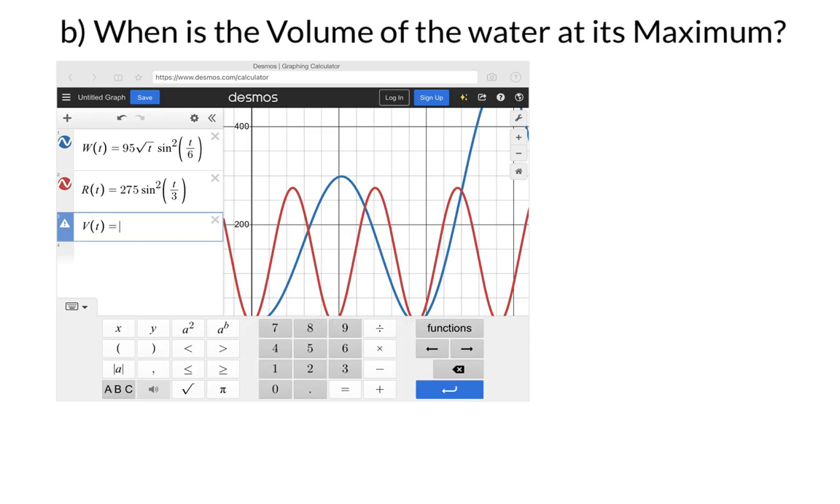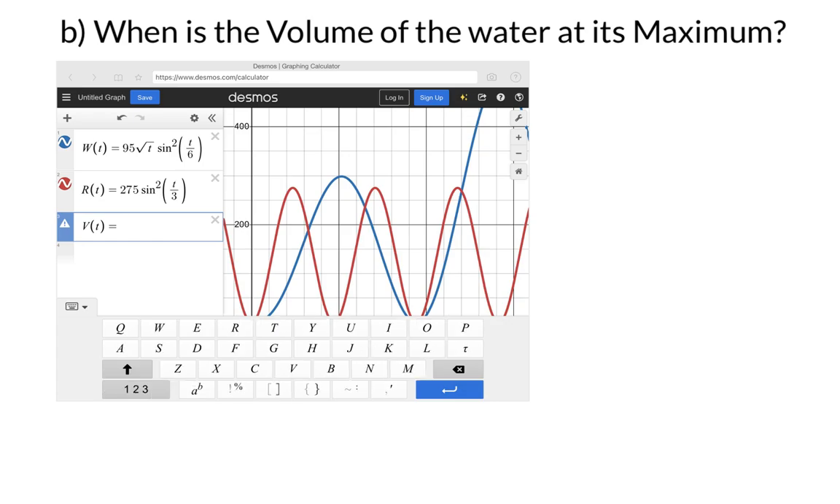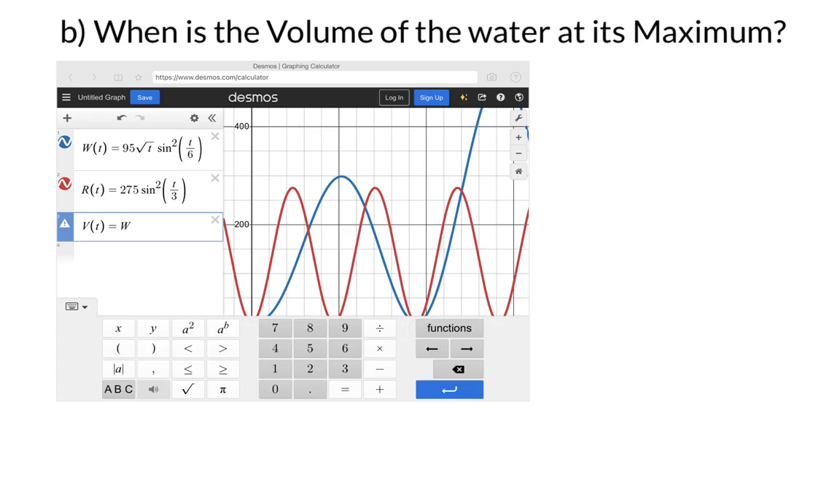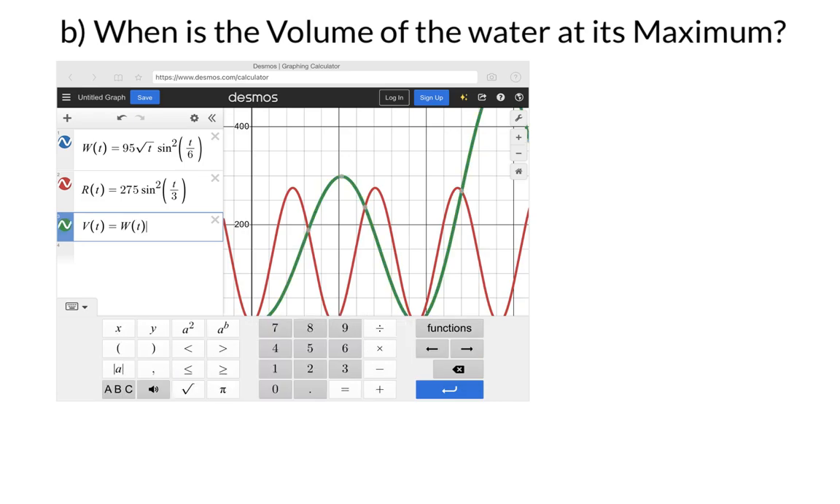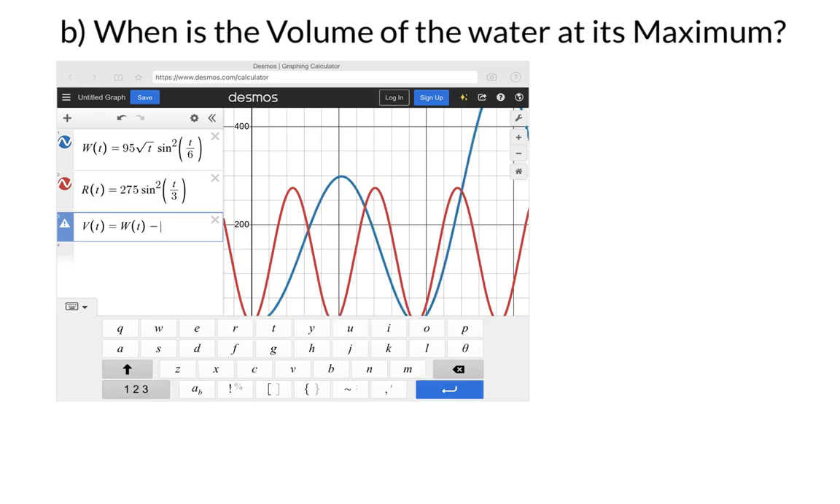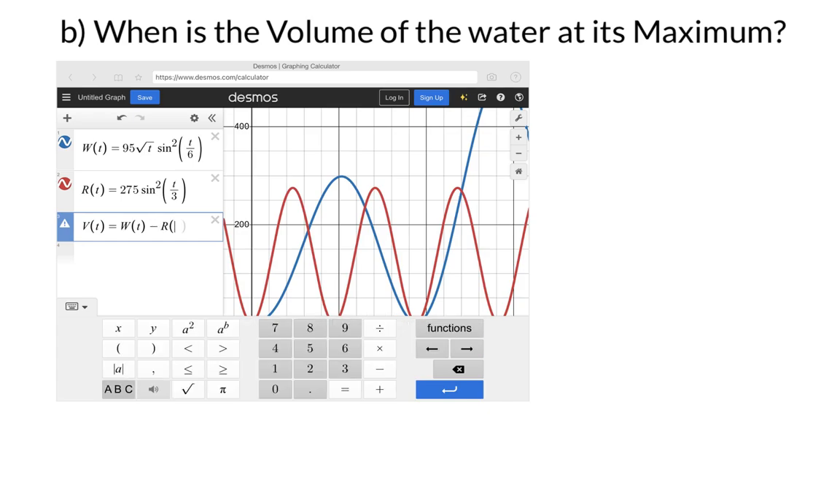Now, this isn't our volume function, but it's going to be the rate of change in the volume function, because the two functions that we have are w of t, which is the rate at which water is coming into the tank, and r of t, which is the rate that it's leaving. So I'm going to add what's going in and subtract what's going out.